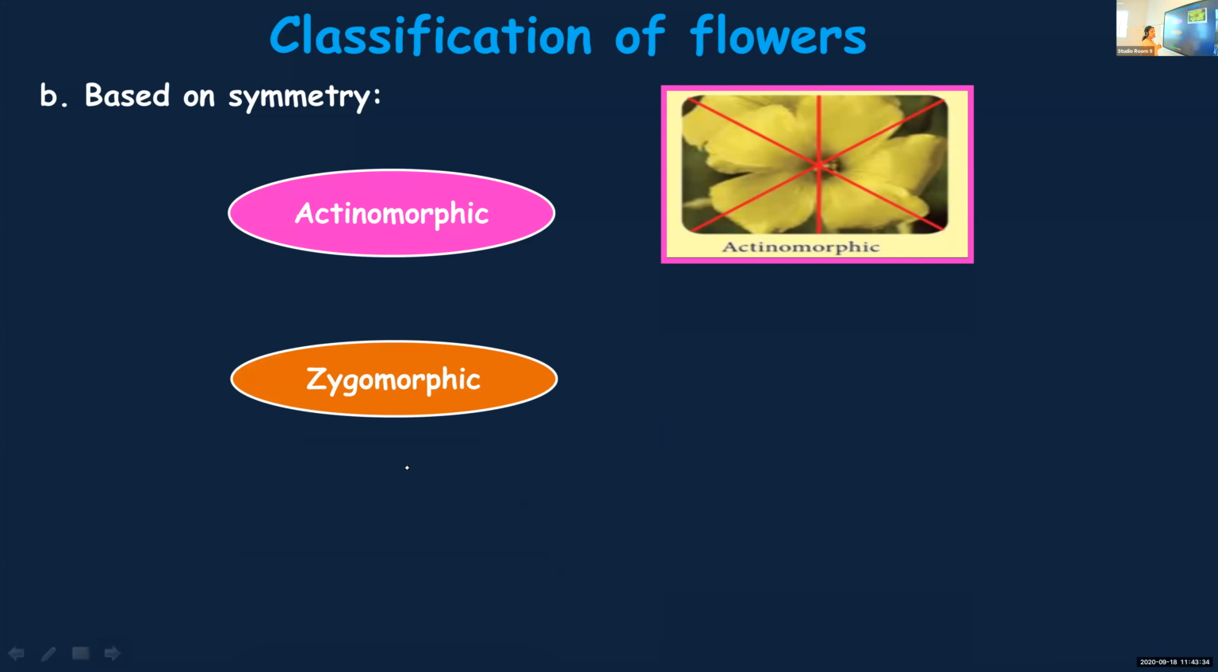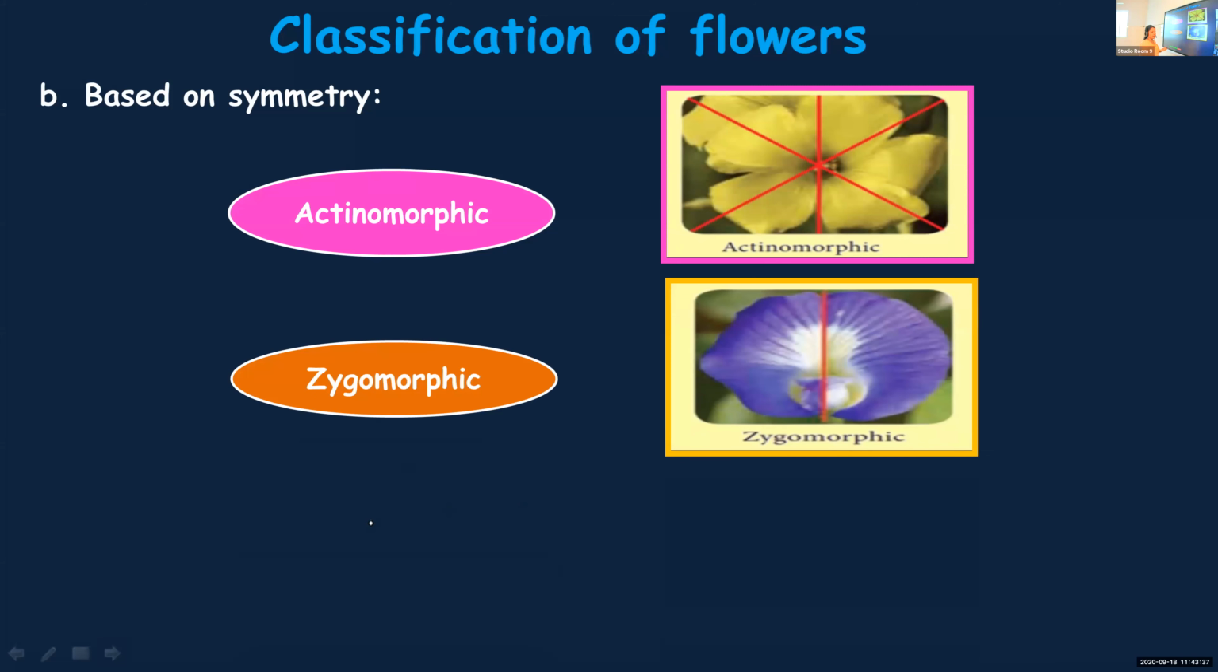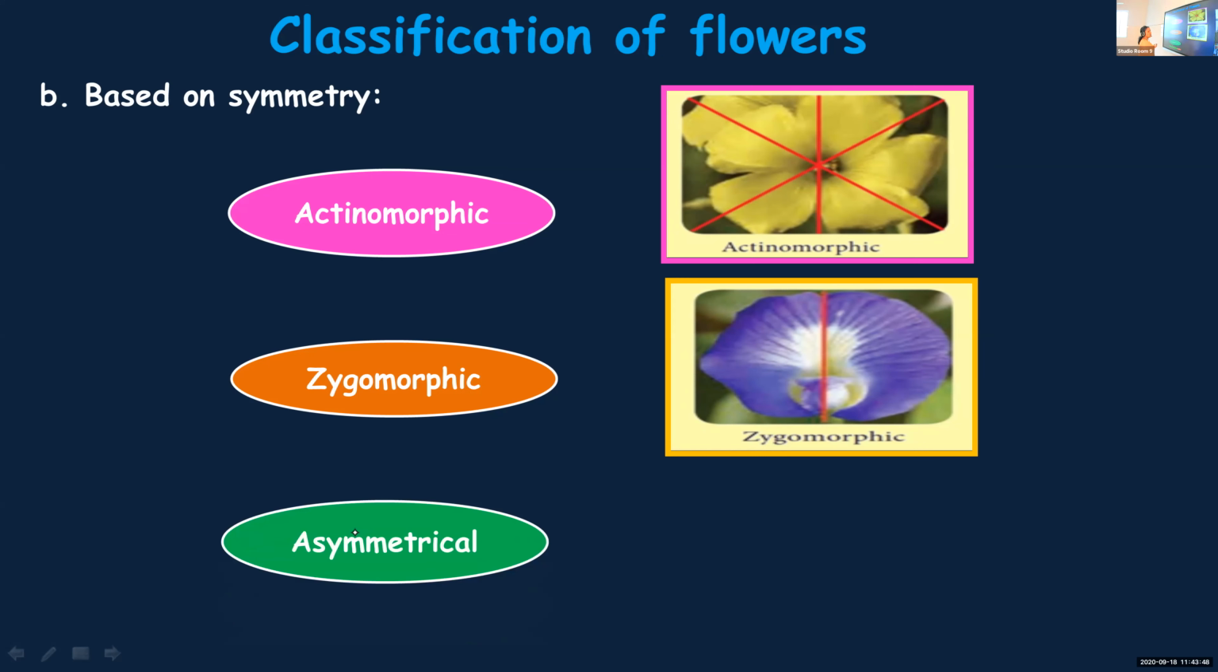Then comes zygomorphic, same as bilaterally symmetrical. You can see in the figure, the flower can be divided into two identical halves only along a particular vertical plane. And the last one, asymmetrical.